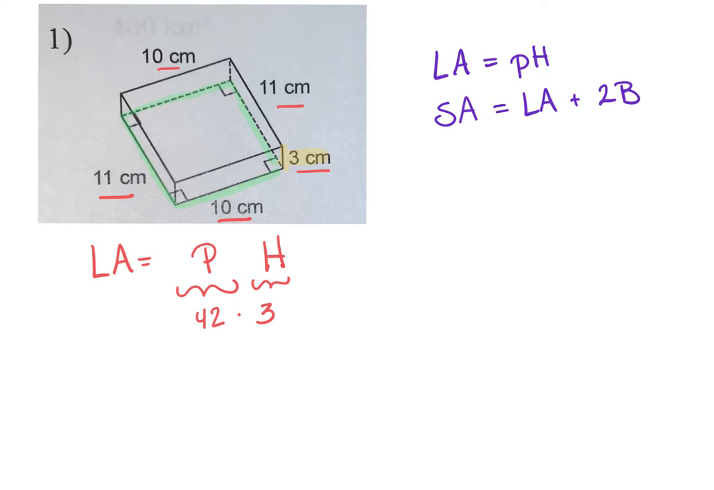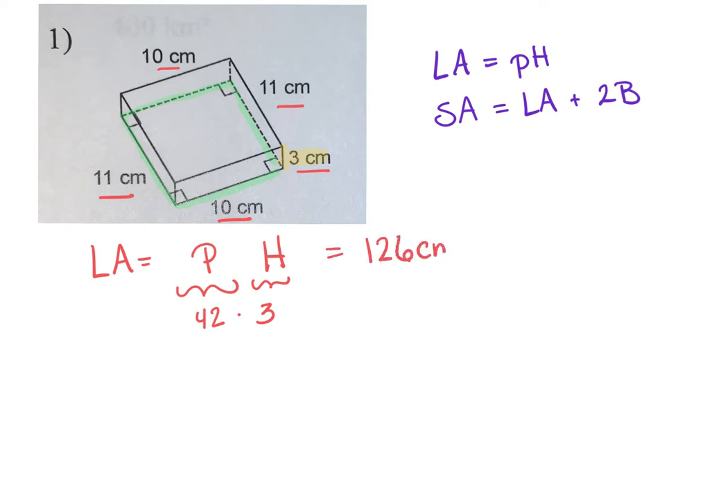So for this one, I've determined it's a rectangle. Get the perimeter by just adding them up. The height is going to be the distance between the two. And so those are the two things that I multiply here. What do I get when I multiply those? Lateral area is going to be what?